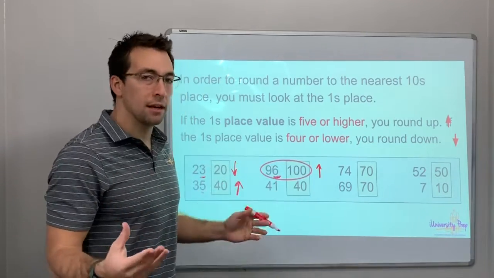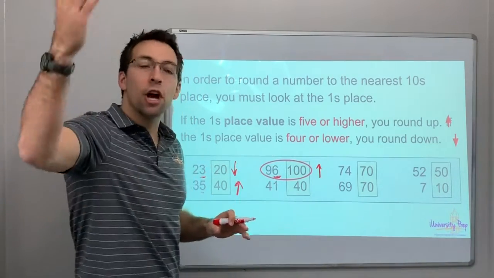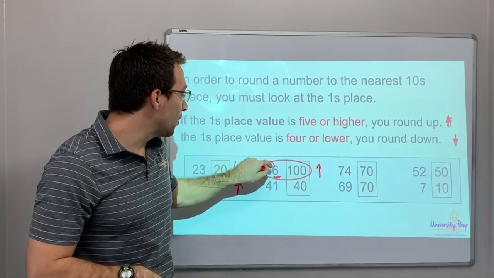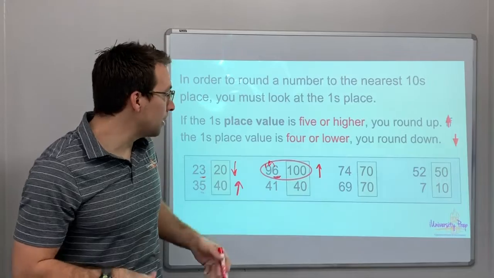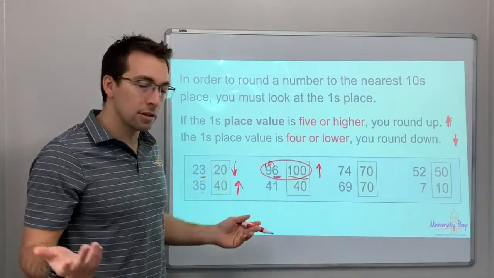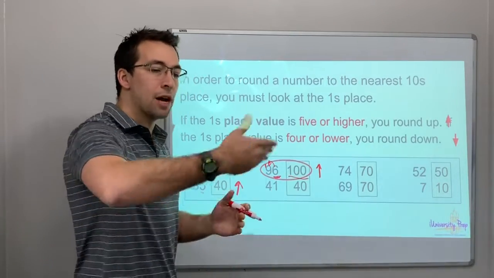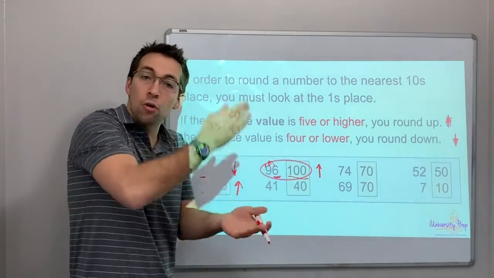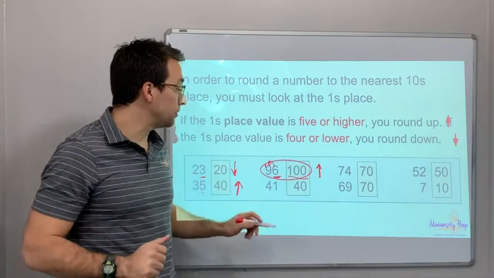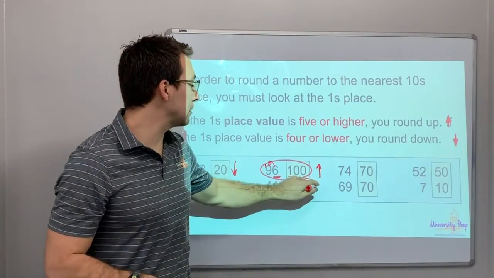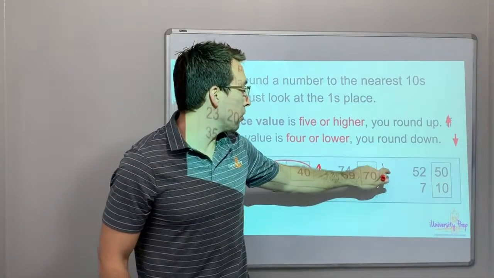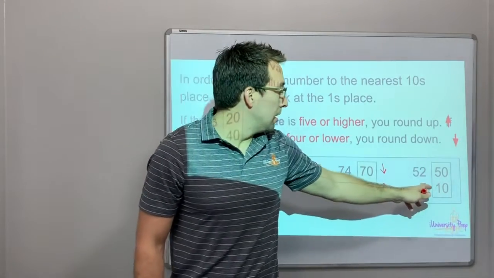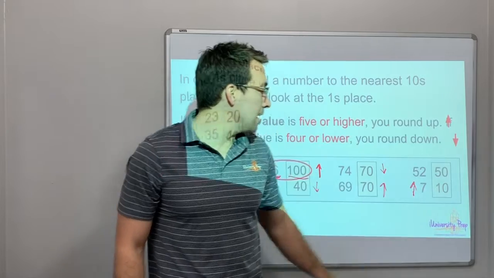So the nearest 10 from 90 is 100. Oh, look, we're going to carry over one place value. What's 1 plus 9? Well, 10. So 100. So if you have to round up to the nearest 10, but you're already at 90, then you're going to go to the next place value, 100. 41 rounds down. 74 rounds down to 70. 69 up to 70.